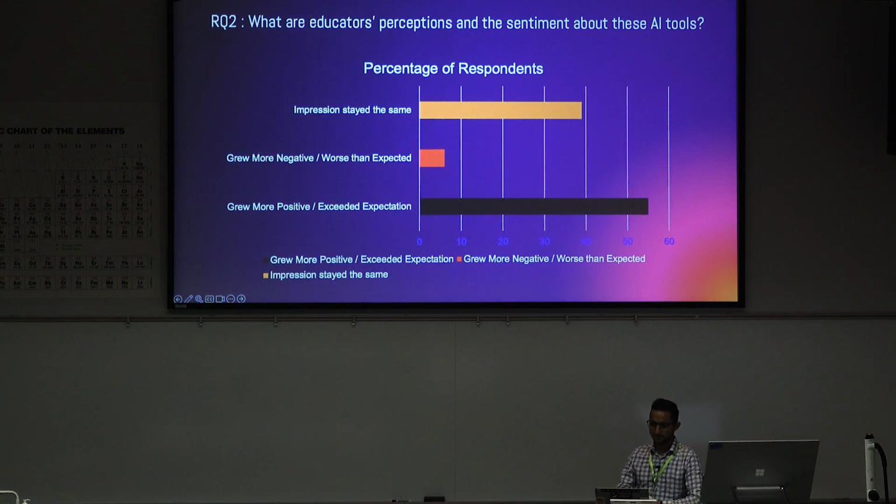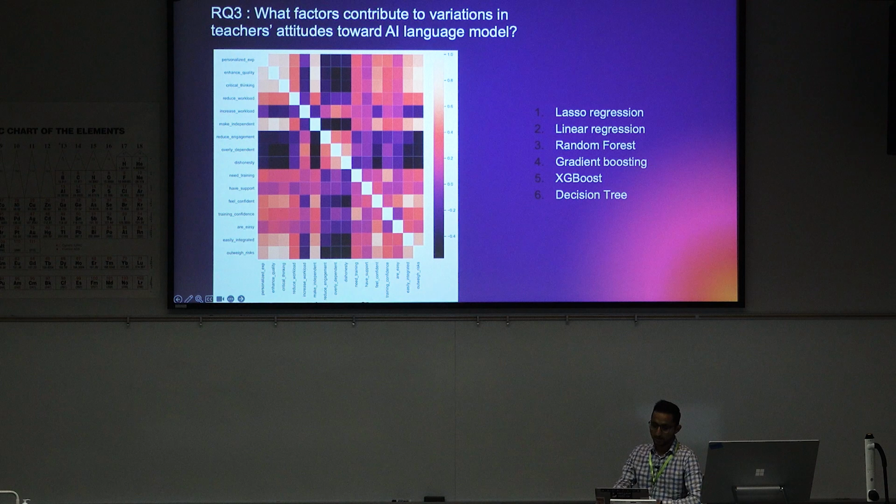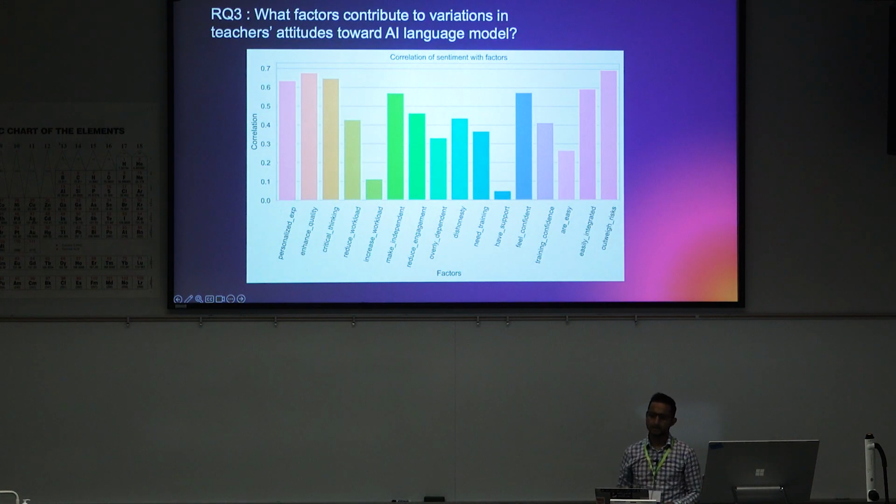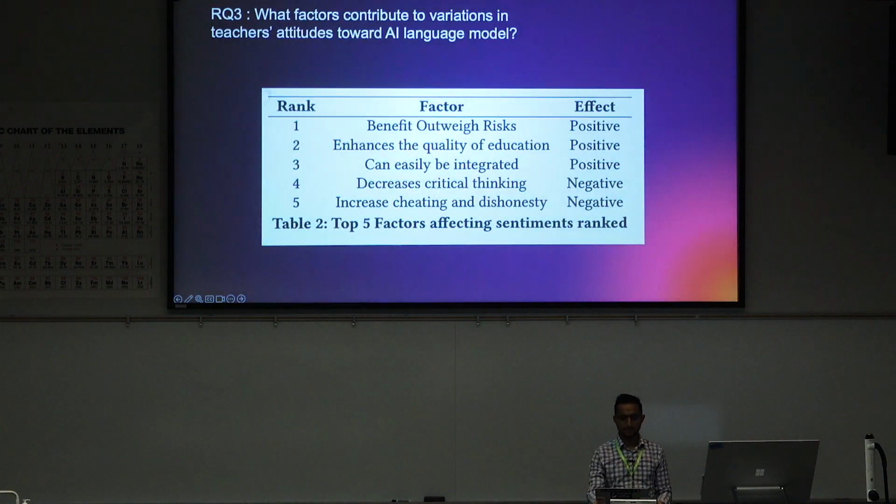This is the change in sentiment. We already talked about this. So the most important question that I was trying to answer is what determines sentiment, and this is basically the summary. If a faculty member thinks the benefits outweigh the risks of using such a tool, that makes them positive. This is the biggest driver of their sentiment. Also, if they feel like it enhances education, if they see the value in it, and finally, if they are confident that it can be integrated into their classroom.